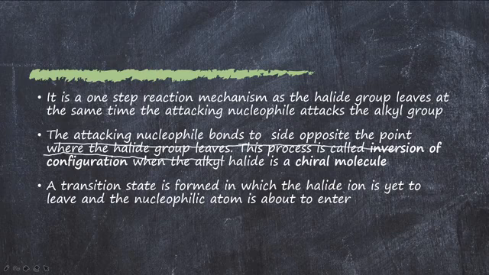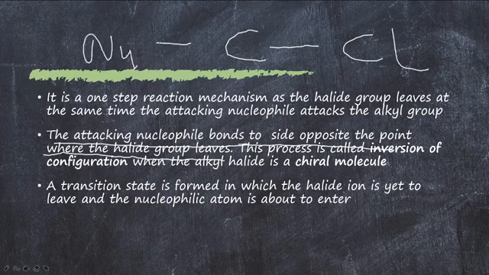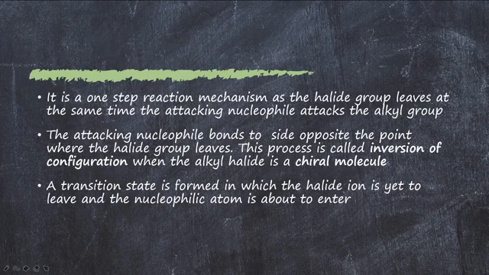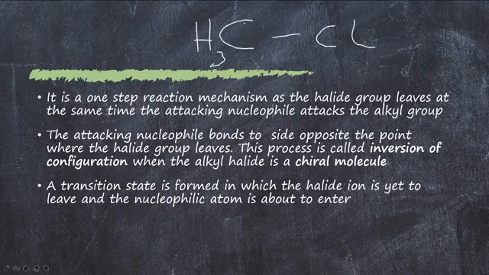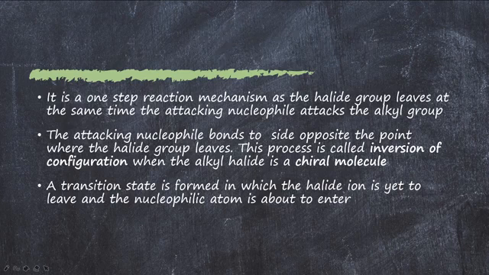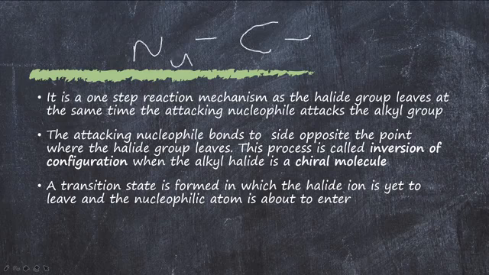That means if, let's just say there's a carbon, and the halide group is leaving here, the attacking group, the nucleophile, will come and bond here. It won't be found here. So let's just say this was with the H3. This was our alkyl halide. At the end of the day, when we are forming the new product, we end up having this Nu, and this is my H and this is my 3. This is what we end up having. It's always bonding to the opposite side.